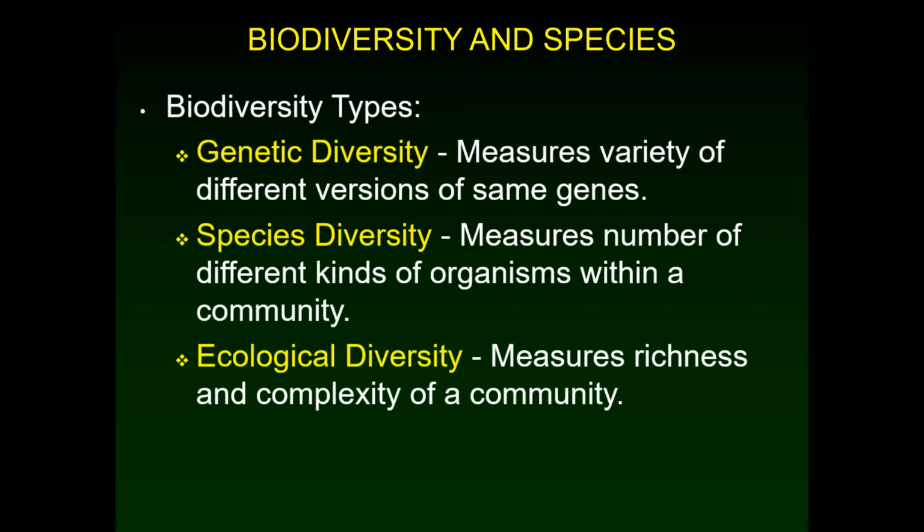There's also ecological diversity. This measures the richness and complexity of a community. So yes, you have species diversity, but it's not just species diversity. It's how many of the different types of species you have and where they're located. If you want to increase species diversity, as soon as you add in an additional species, you've increased the number of organisms in a community by 1 and the number of different organisms by 1, but it doesn't actually paint the whole picture. And that's when ecological diversity comes into play.